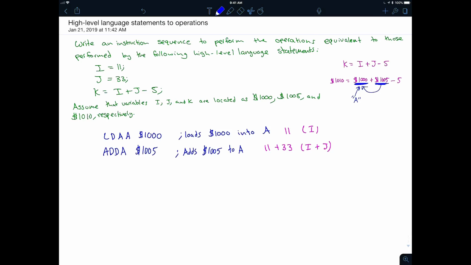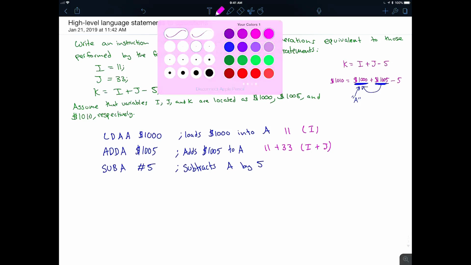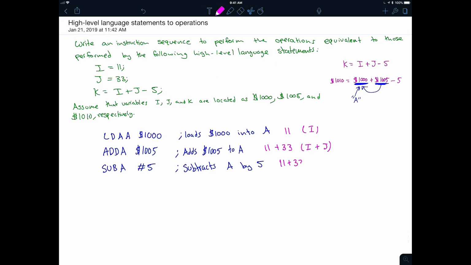So you just do sub, and everything's still stored in A. Sub A, and then the number 5. The syntax for it is pound or hashtag, whatever you want to call that. And this just subtracts A by 5. So now at this point we have 11 plus 33 minus 5, which is exactly what we want.